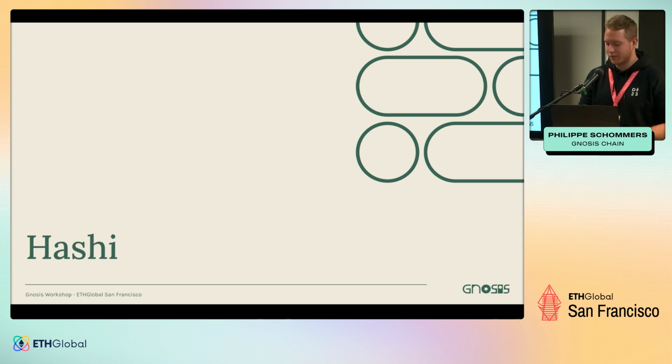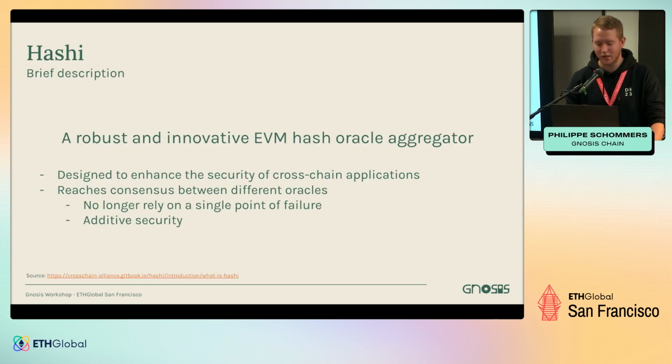Then we have Hashi. Hashi is a robust and innovative EVM hash oracle aggregator. Basically, it's designed to enhance the security of cross-chain applications. The way it works is that it reaches consensus between different oracles or bridges.